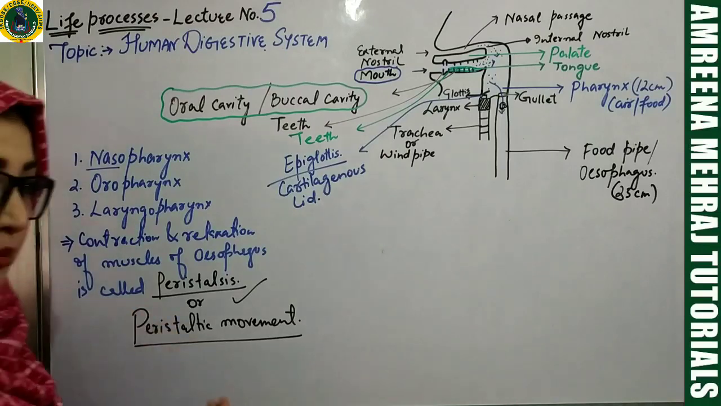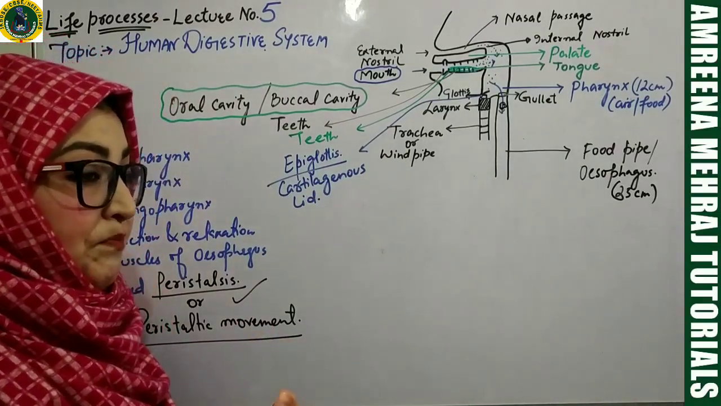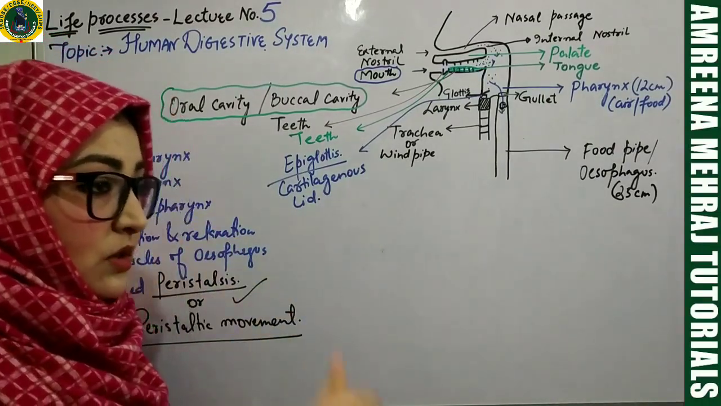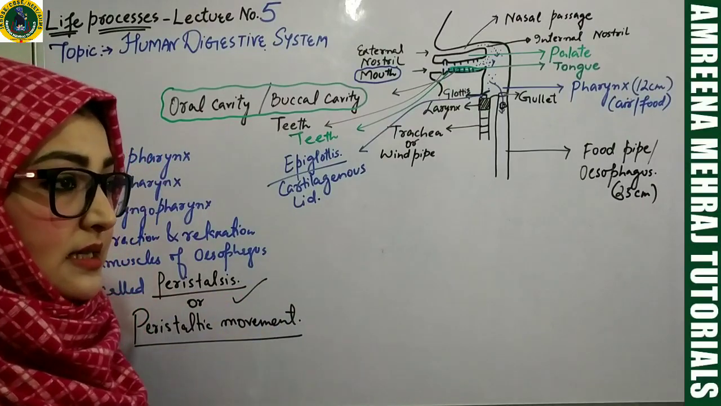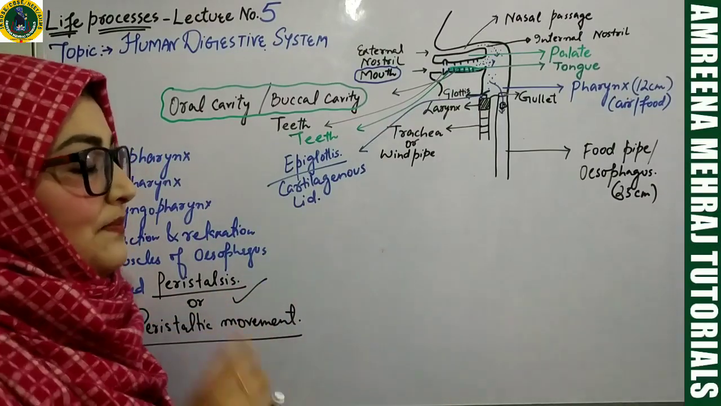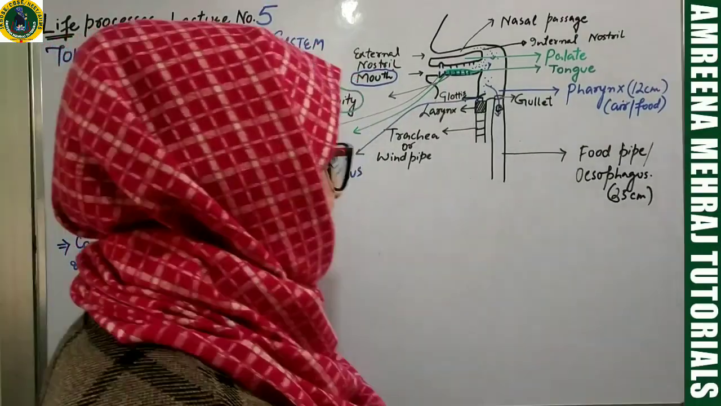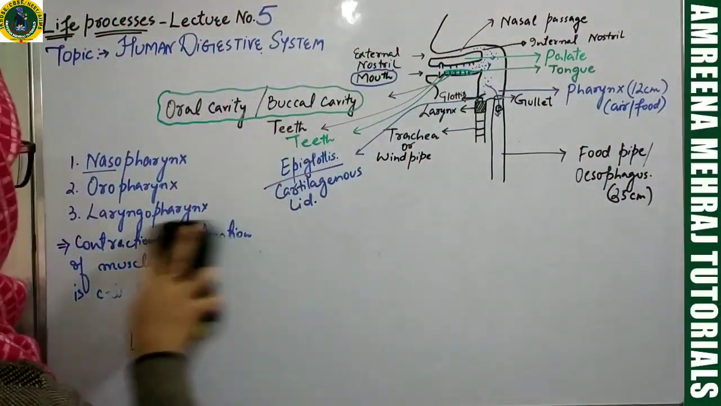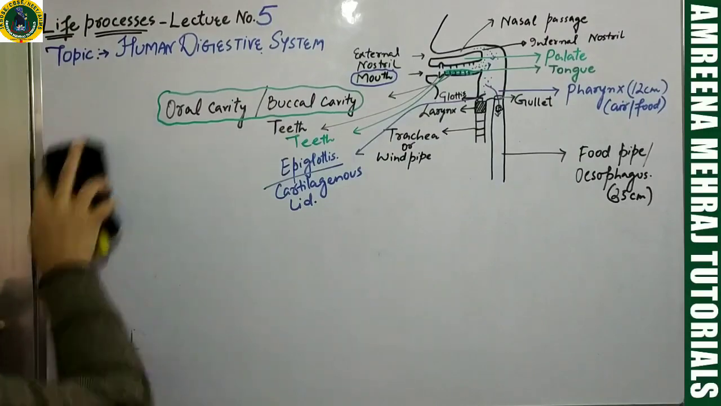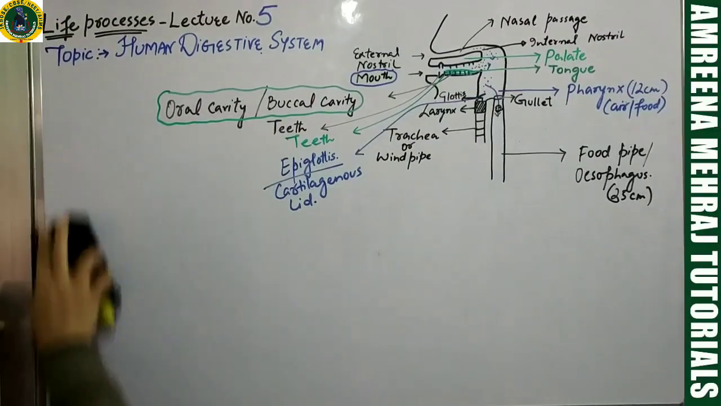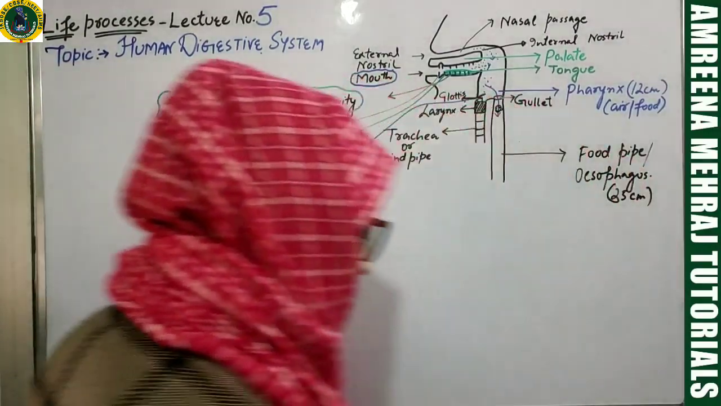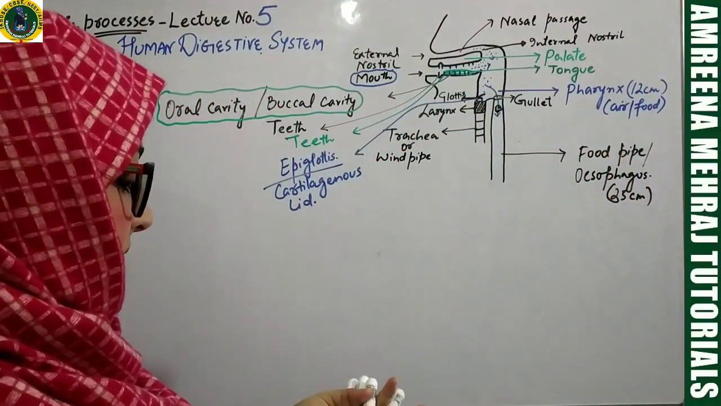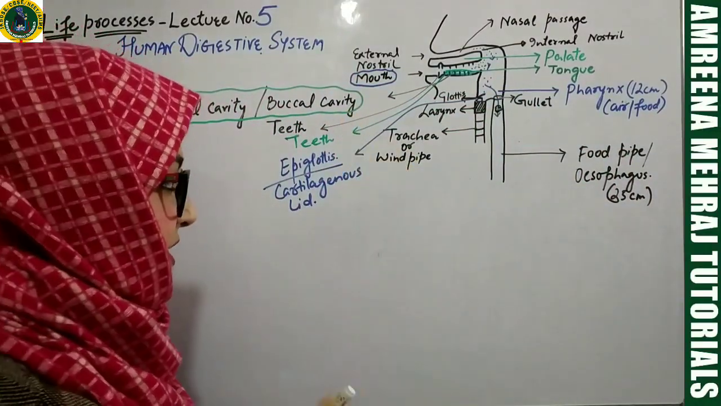You will find the same movements taking place in the stomach, also in the small intestines and large intestines, to carry the food in the forward direction. Now let me show you the next part of the digestive system, and before that I will rub off this part so that I get free space. And my dear students, now let us go to the next part.